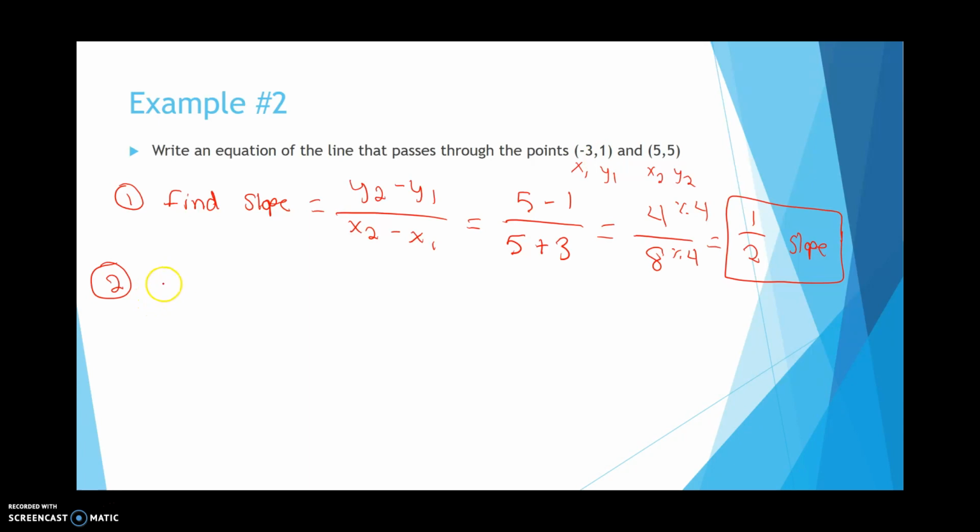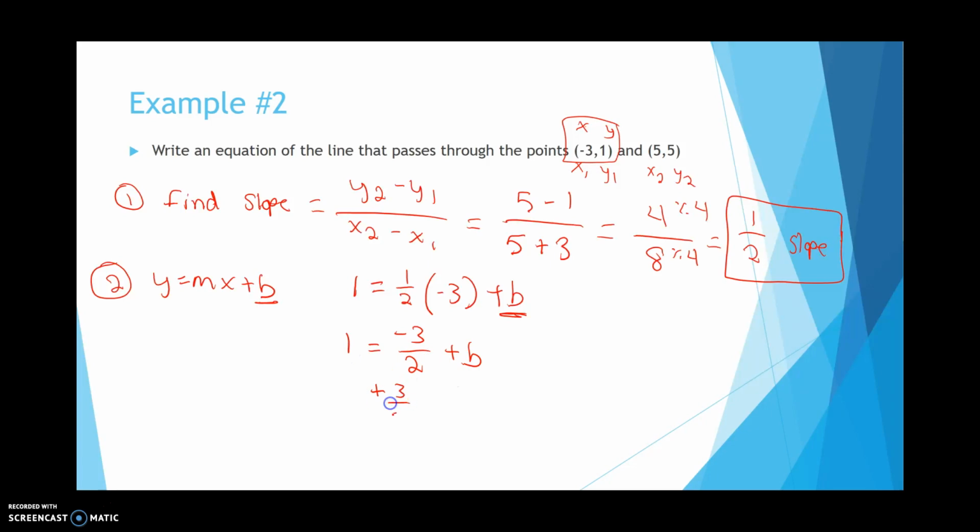So I set this up as y equals mx plus b. Finding b, for y, I'll choose 1. I'm using this x and y value here for this one. 1 equals 1/2 times my x, which is -3, plus b. We're trying to find b here. When we multiply 1/2 times -3, that's going to give me -3/2 plus b on the right, equals 1 on the left. To get b by itself, I'm going to add 3/2 to both sides.